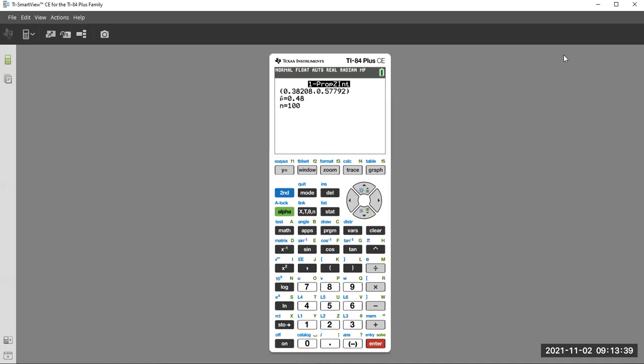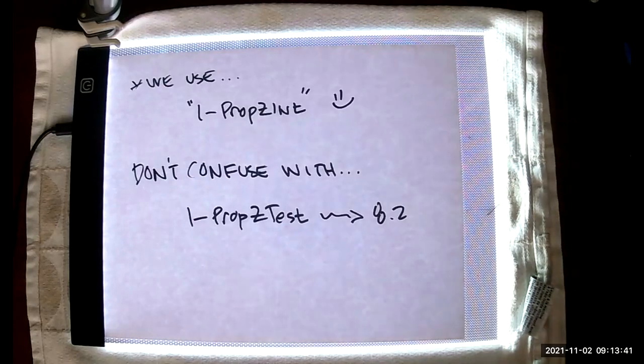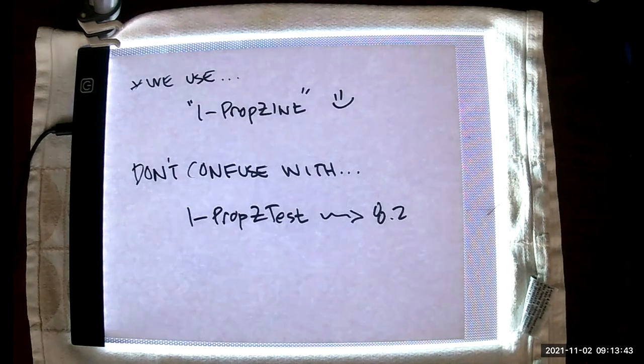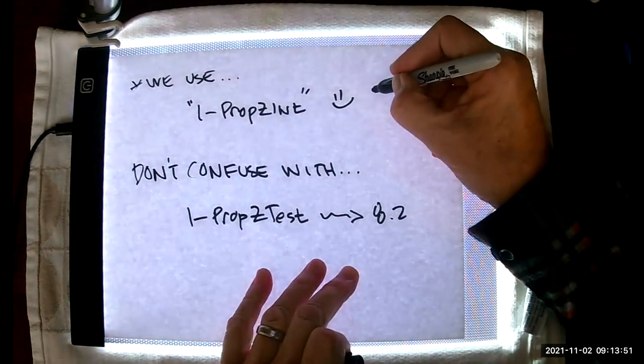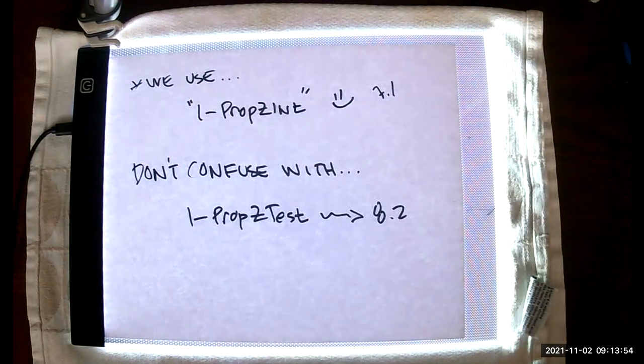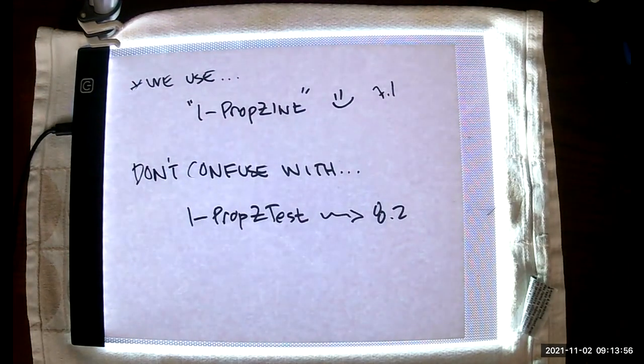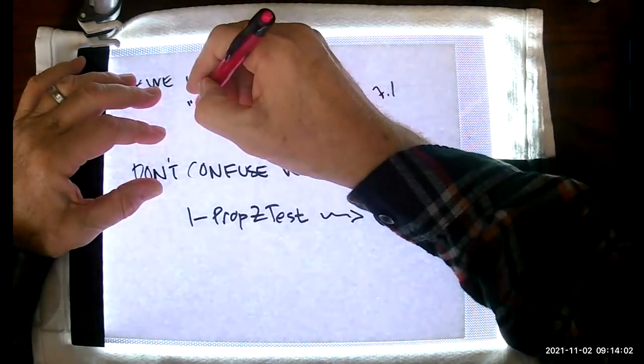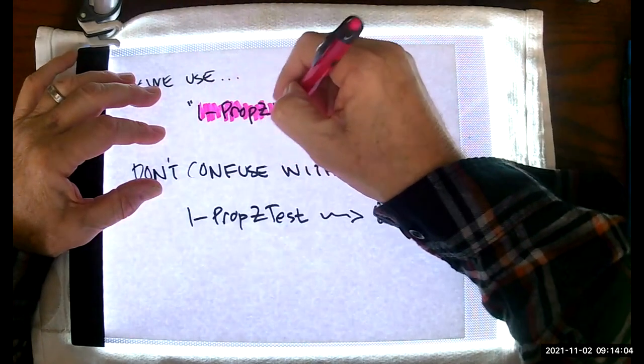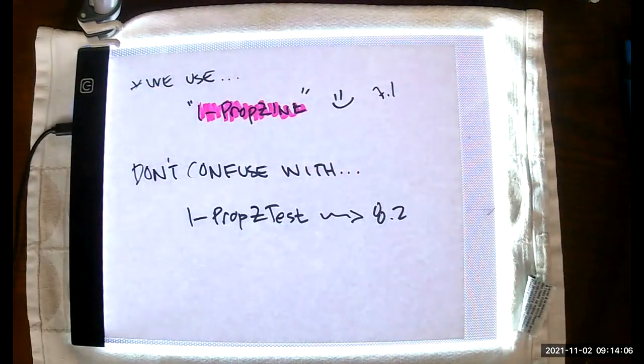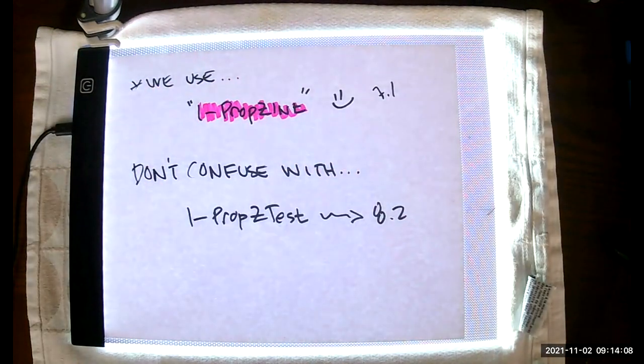As I say, don't confuse the one prop Z interval tool with the one prop Z test tool. We use them both, but we use them in different places. This is what we use in 7.1. That's what we use in 8.2. So for the next week or so, it's the one prop Z interval. Then you'll start to need to keep it straight with the one prop Z test.